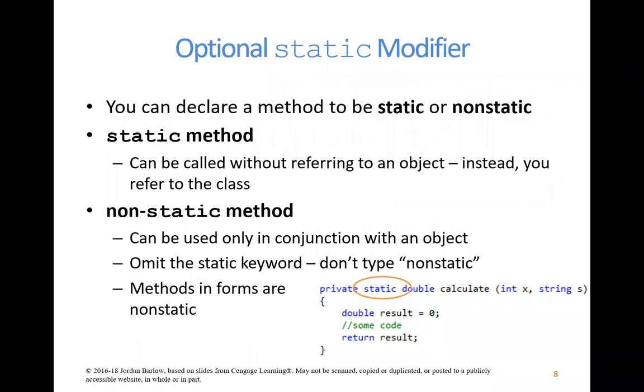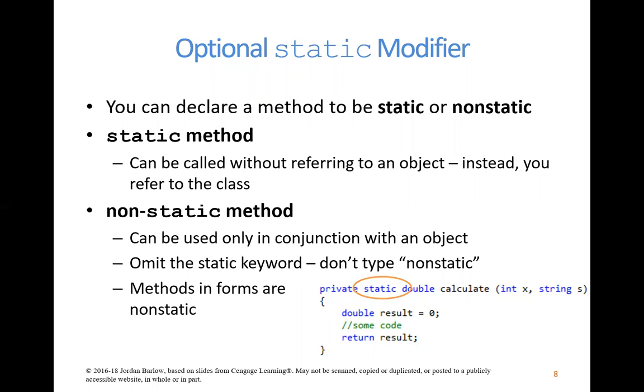Okay, next is the static modifier. You can declare a method to be static or non-static. Static methods are those that can be called without referring to a specific object. Instead, you just refer to the general class. So static methods are not associated with a specific object or variable. You can just call them at any time.